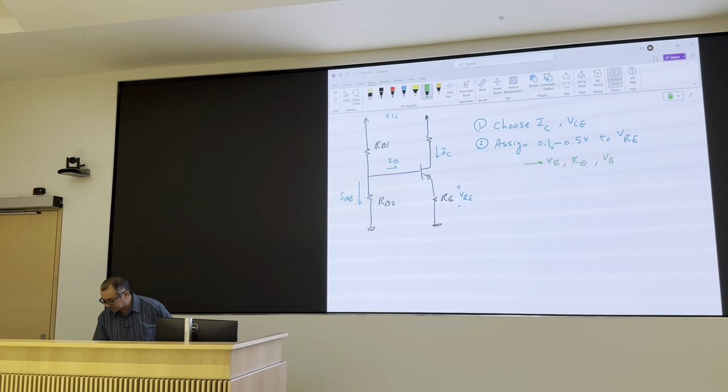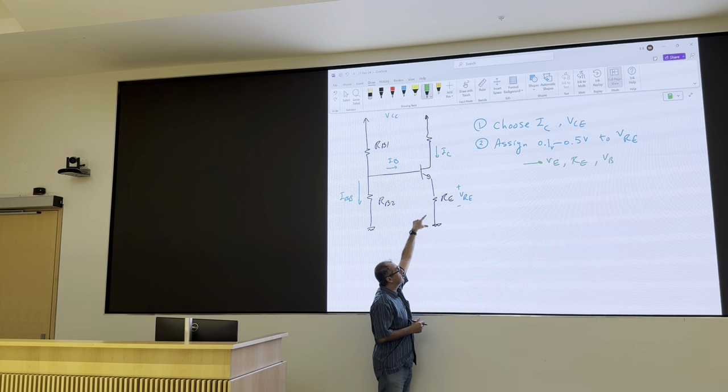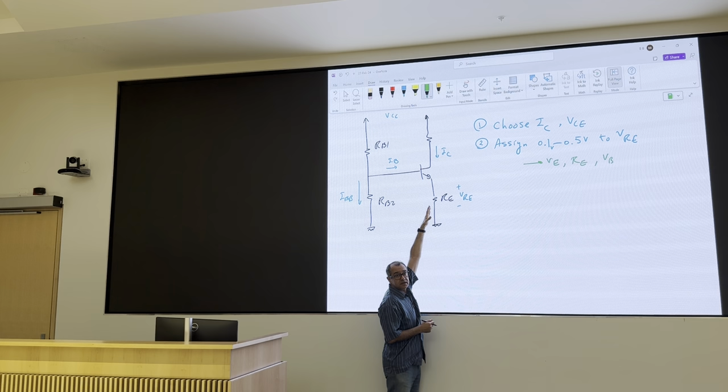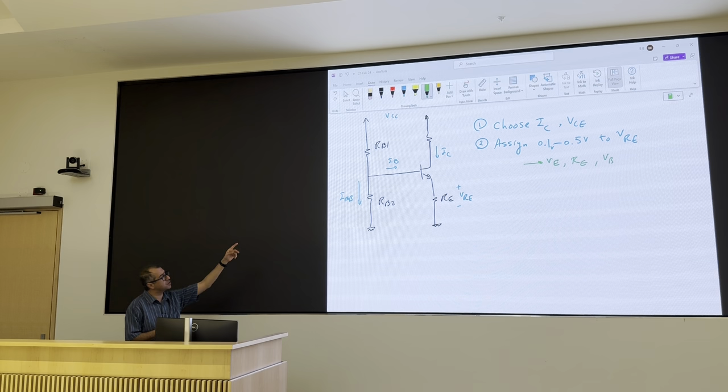Because 0.1 or 0.2 volts across RE sets the voltage at the emitter. You know IC. So RE is going to be VE divided by IC, more or less. Right? And VB is going to be half a volt, 0.6, 0.7 volts above that. So right away, you have your RE. Now the question is, how do I choose RB1 and RB2?